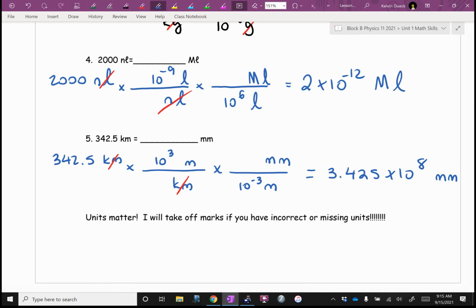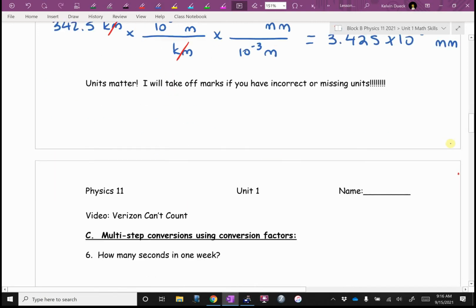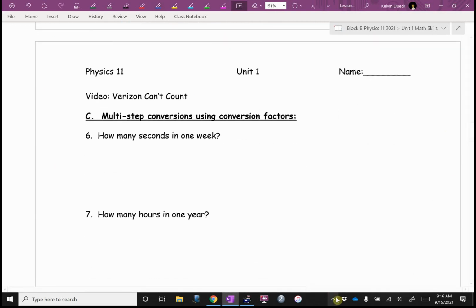Units matter. I will take marks off if you have incorrect or missing units on your final answer. In fact, a good habit before you ever hand in a test, scan your test, make sure all of your final answers have correct units. Turn the page. How many of you got that all right on your own, by the way? Okay, it's tricky. Put your pencils down, look up.